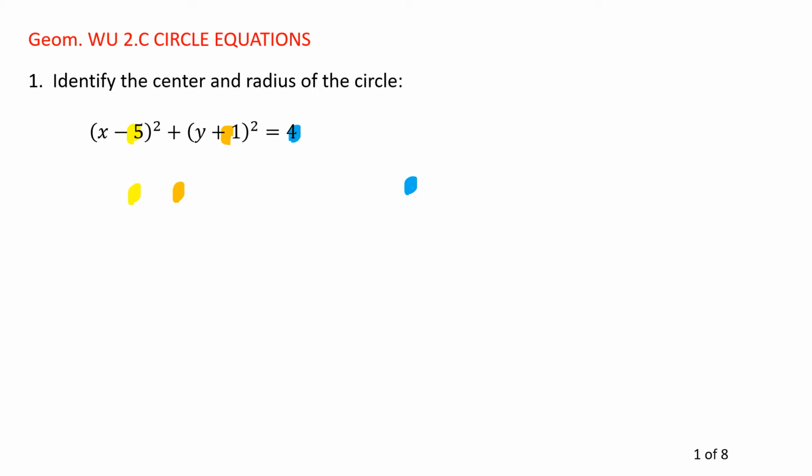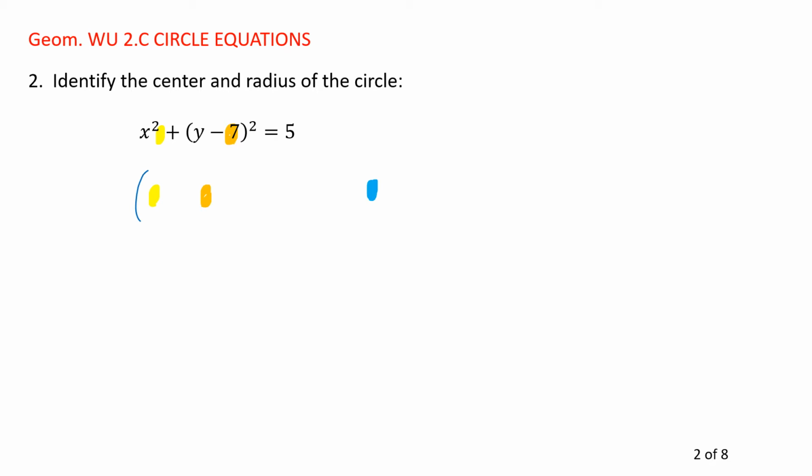So the center of this is positive 5, negative 1, and the radius is the square root of 4, which is equal to 2. Center and radius. Just change the x, change the y, don't forget to take the square root. Same thing, change the x, change the y, don't forget to take the square root.